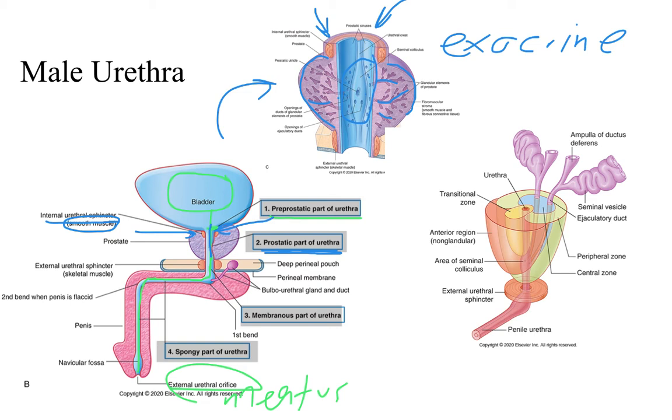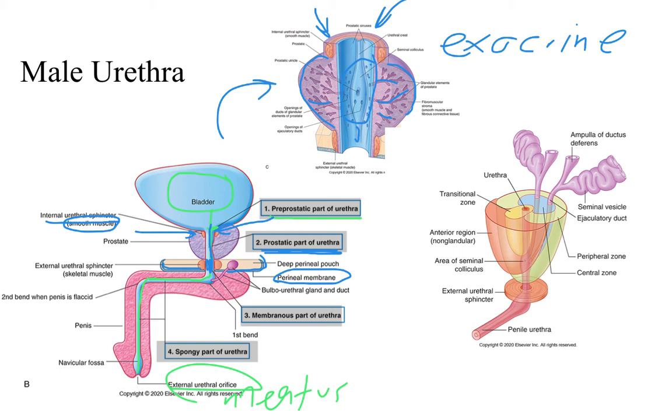After you exit the prostate, then you are going to enter into the third part of the urethra, which is the membranous part. And we call it the membranous part because it's going through the perineal membrane. All right, and the perineal membrane is this membrane that makes up the perineum, and it contains structures including muscles within that area, and we'll talk about that when we get to the pelvic floor.